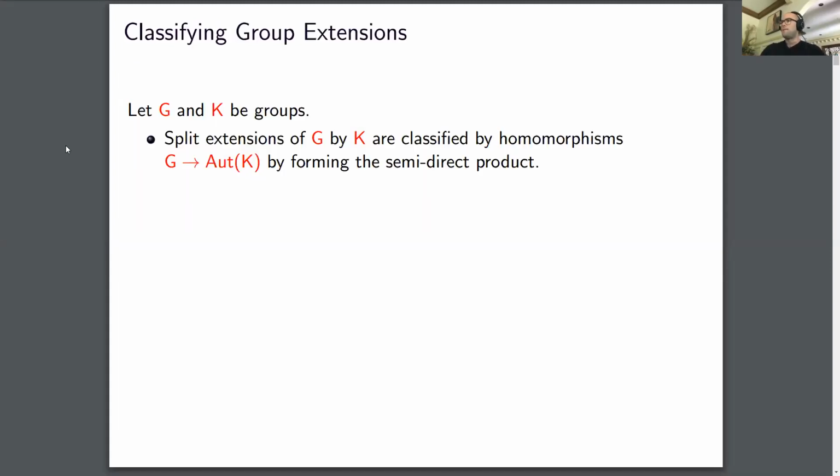Okay, so this talk is all about classifying group extensions. So here's the first kind of classification theorem you might see. And this is often presented not as a classification result, but I would like to interpret it as a classification result. So split extensions of G by K are classified by group homomorphisms from G to the automorphism group of K as a group. So this is homomorphic actions of G on K. And it's done by forming the semi-direct product.